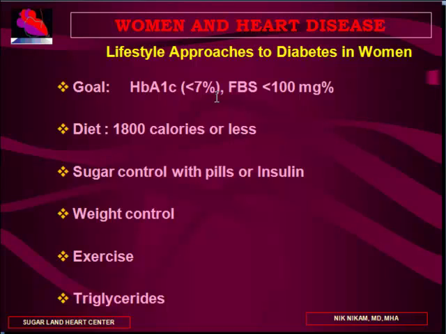On the other hand, if you have diabetes, you are already considered to have coronary artery disease even before any symptoms or any tests are considered. The fasting blood sugar should be less than 100 milligram percent. Calorie restriction will go a long way in not only helping you to manage your sugar better, reduce your pills and insulin, but will also help to reduce your triglycerides, weight, and the subsequent complications related to diabetes.